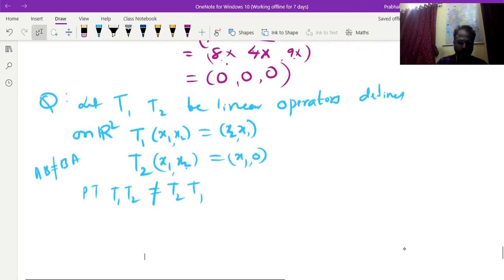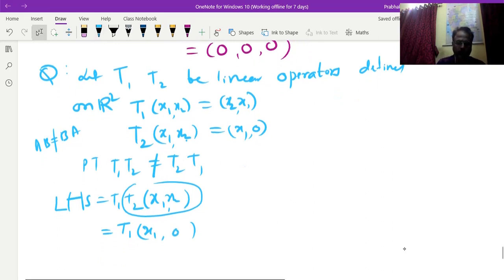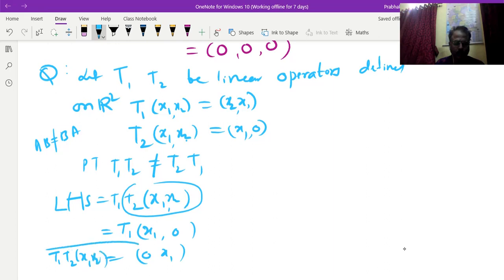For that, you have to prove that LHS is not equal to RHS. Let us start with LHS, which is T1 T2. But we cannot just write T1 T2; I have to operate on some two-dimensional point x1, x2. What happens first? T2 operates. When T2 operates, you will get T1 on x1, 0. So what happens to T1? The role of T1 is interchange, so x1, 0 becomes 0, x1. Let us note down that T1 T2 becomes this.